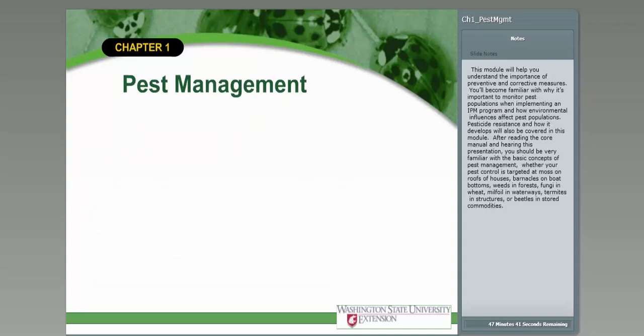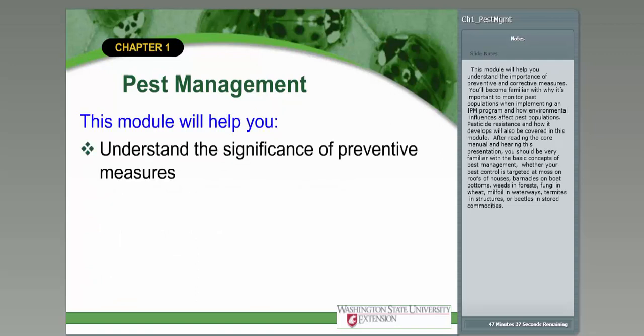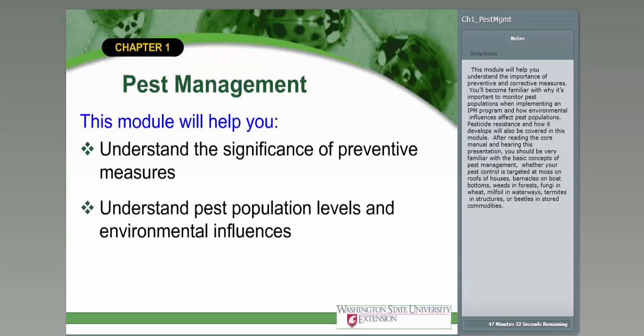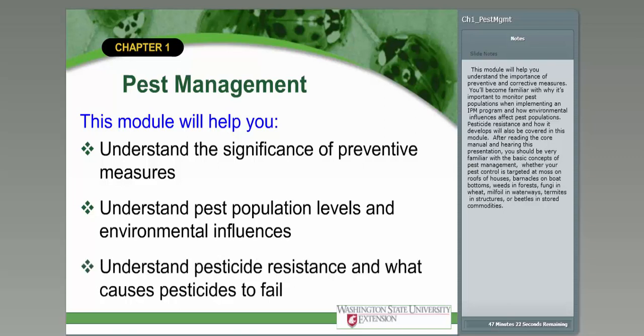This module will help you understand the importance of preventive and corrective measures. You'll become familiar with why it's important to monitor pest populations when implementing an IPM program and how environmental influences affect pest populations. Pesticide resistance and how it develops will also be covered in this module.